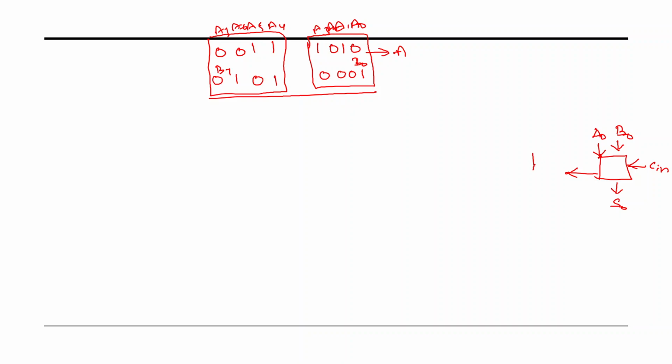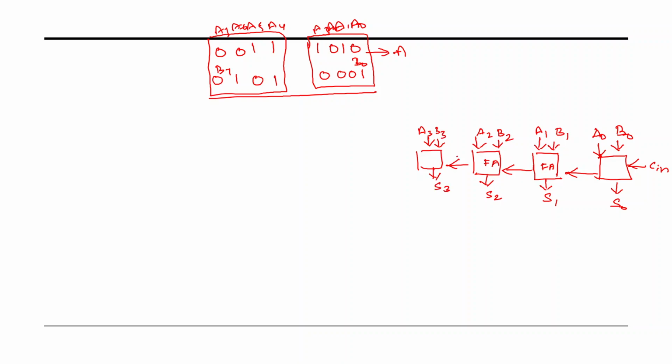Then the carry propagates. Once again a full adder, with A1 and B1, which gives S1, and the carry propagates. Then a full adder with A2 and B2 gives a sum, and the carry propagates. Then A3 and B3 give a sum, and the carry gets propagated, through C2, C1, and C0.